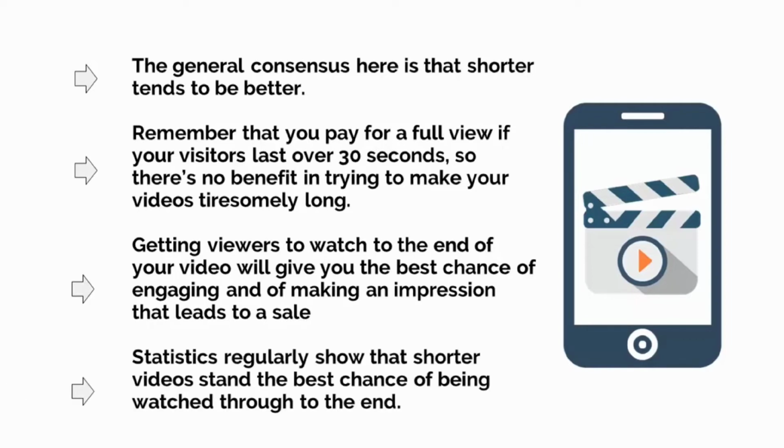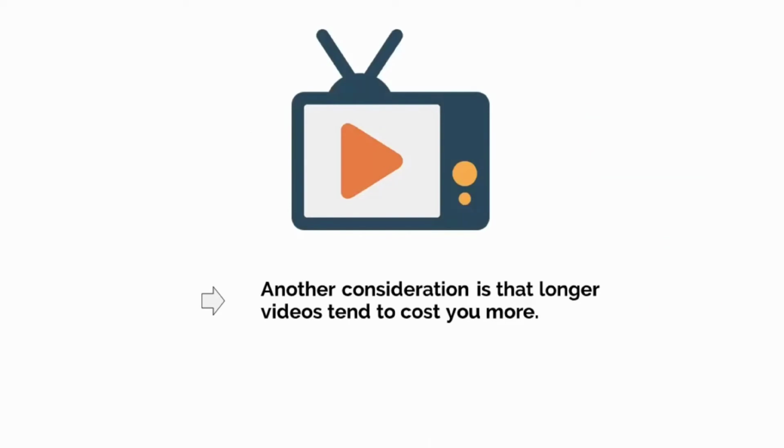And statistics regularly show that shorter videos stand a better chance of being watched through to the end. Another consideration is that longer videos tend to cost you more. Now, this might come as something of a surprise, seeing as your views are supposed to be calibrated via bidding, but it all has to do with a new feature, Google's quality measure.